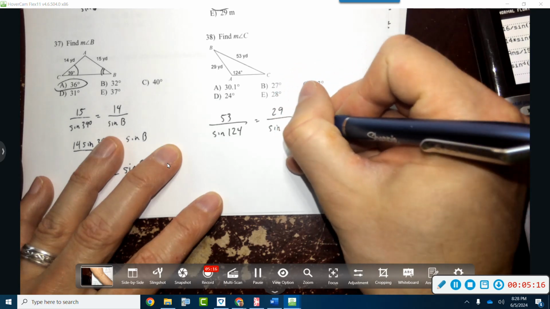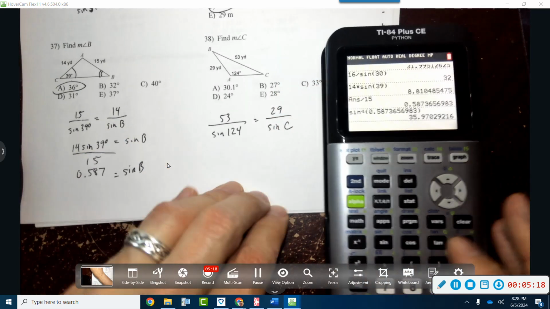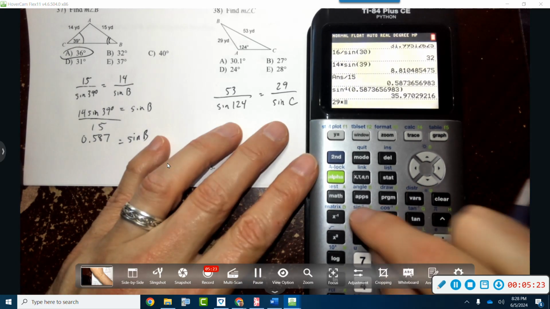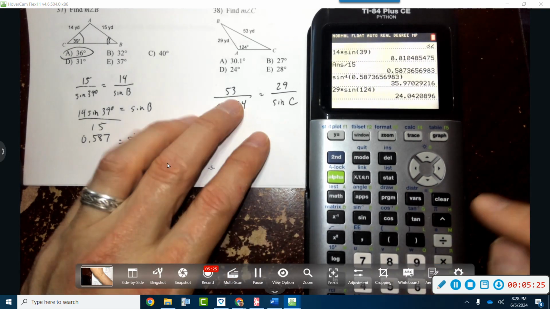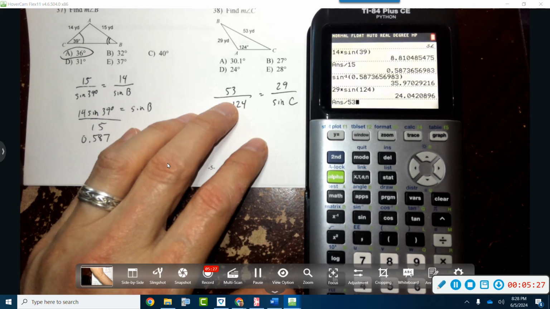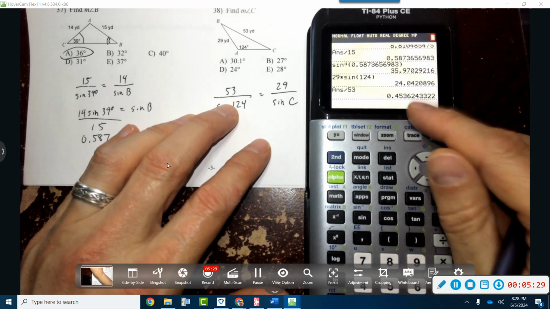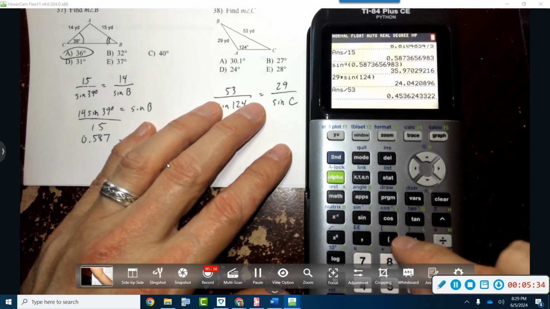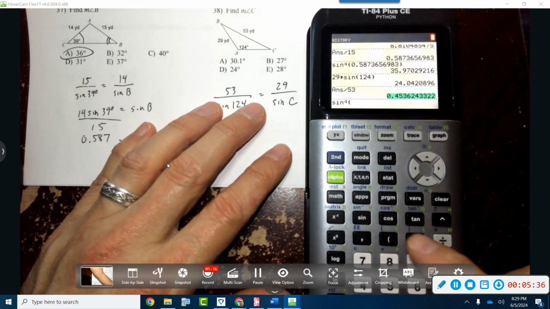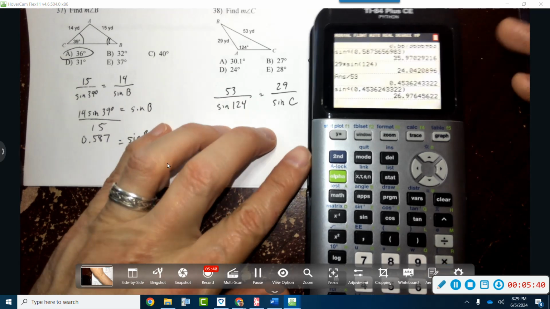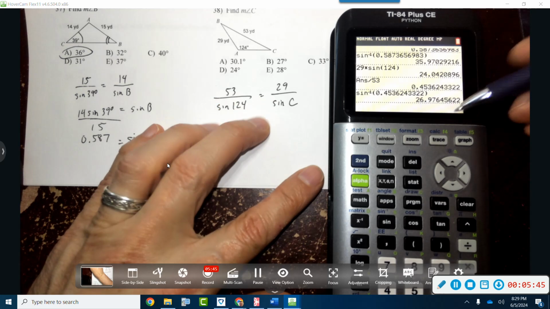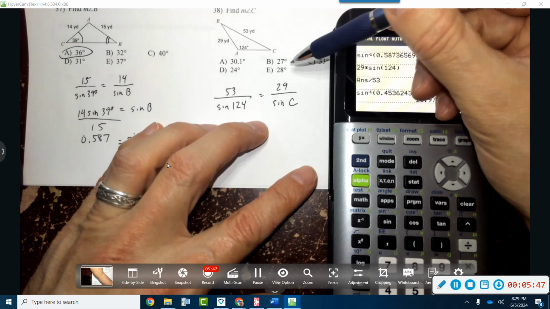Over here, looks like we've got 53 over the sine of 124 equals 29 over the sine of c. Okay, so 29 times the sine of 124 divided by 53 is going to equal that. And we're going to find the sine of c, the arc sine. So arc sine of this guy, and that's 26.9. So that is okay. We're still in the first quadrant, so our answer is 27.